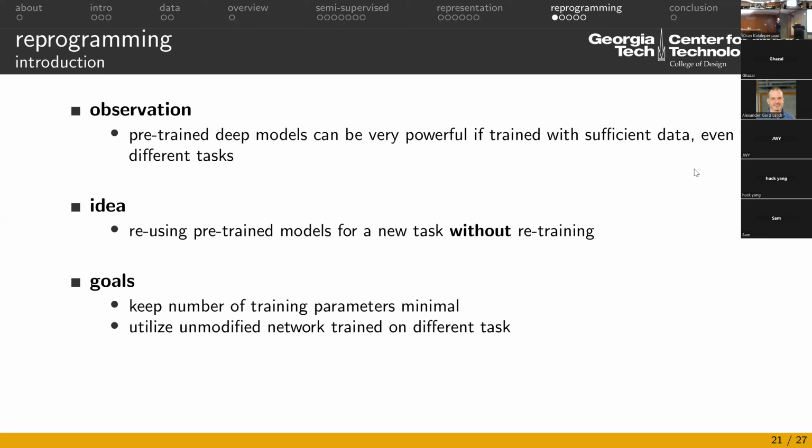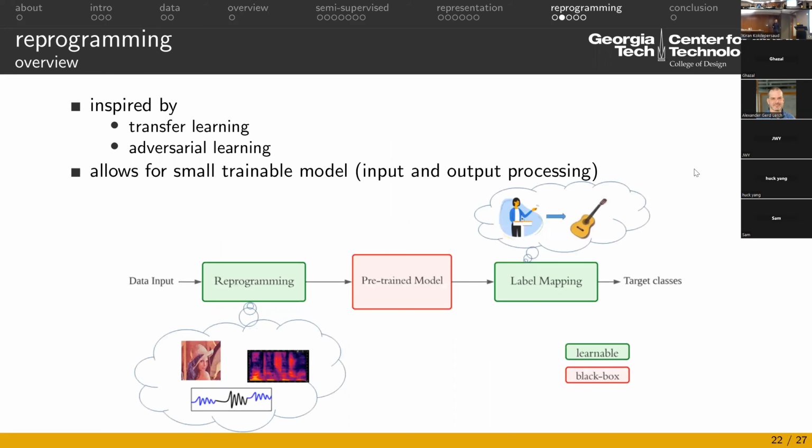That leads to the point that our training actually does not have too many parameters because we don't update the huge network that we use. We only have a much shallower network at the input, and we only need to train that. And then we can utilize this unmodified network that was trained on a different task.